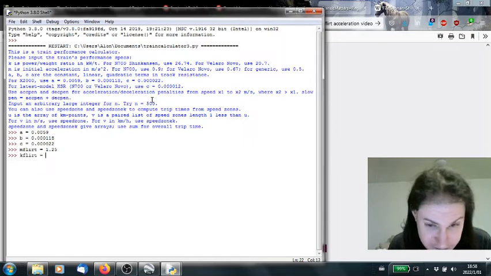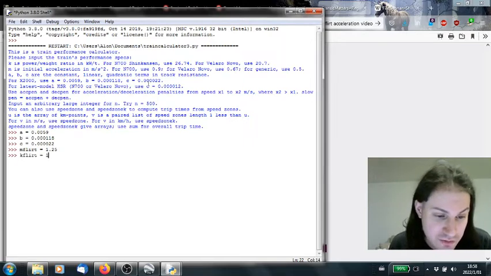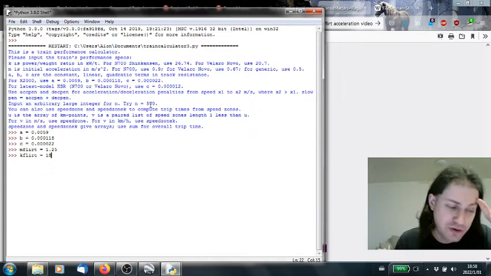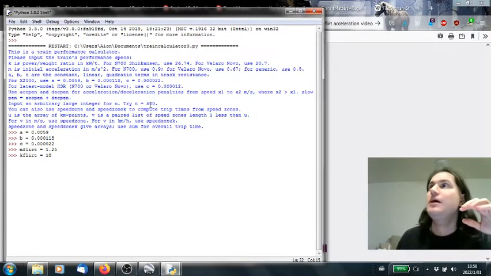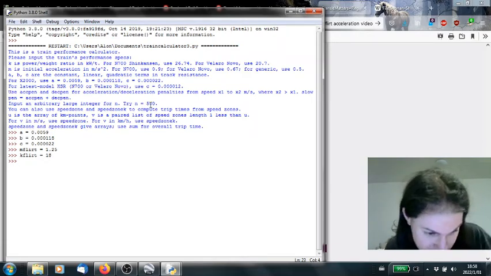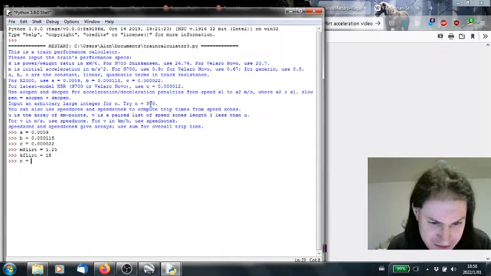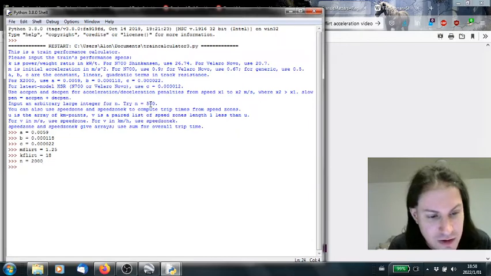K Flirt is the power to weight ratio. It is going to be 18. Now there are weird power to weight ratio issues about maximum versus continuous power at wheel. This is maximum, but this is with passengers. It's going to be 18, and N is just the number of ordinates for numerical integration. I said 500, but let's do 2,000 to be more certain. So we're going to do.